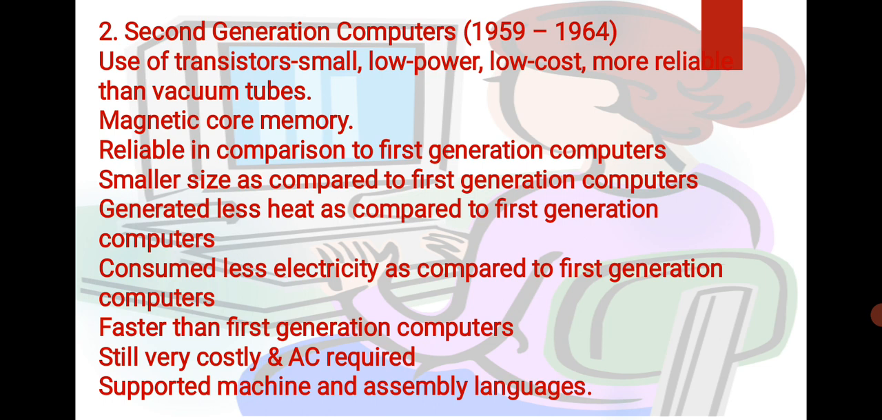Magnetic core memory was used in the second generation of computer. Reliable in comparison to first generation computers, smaller size, generated less heat, consumed less electricity, faster than first generation computers, still very costly and AC required, supported machine and assembly languages. That means for the second generation of computer, machine and assembly level languages are required to create programs.